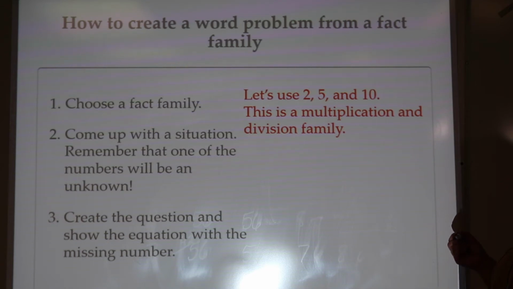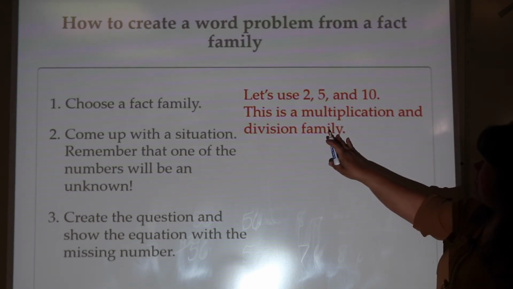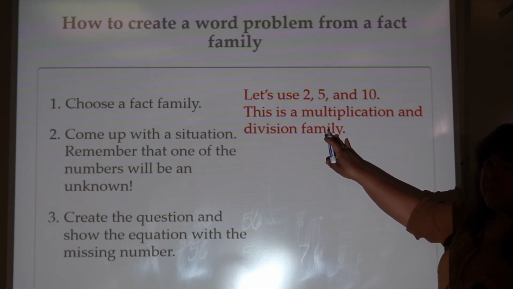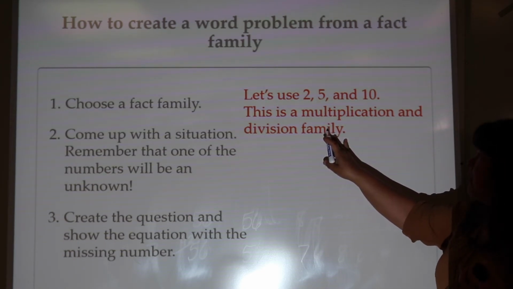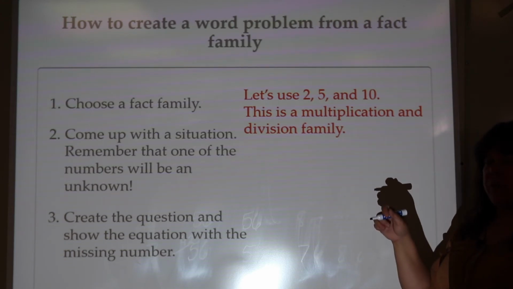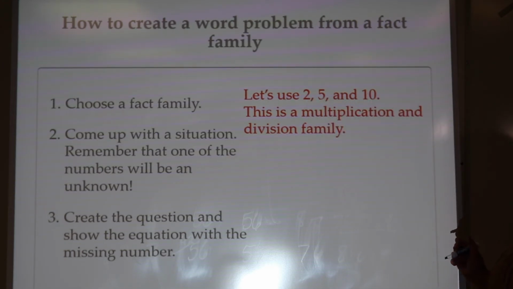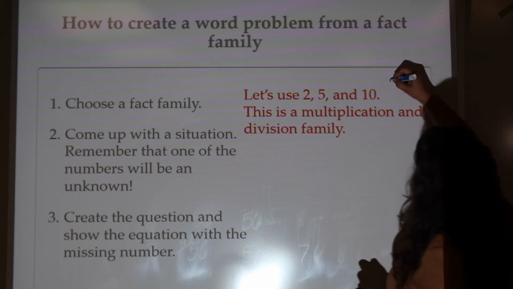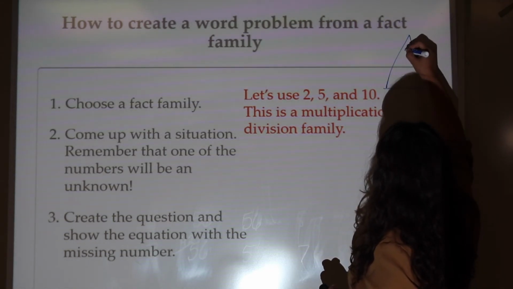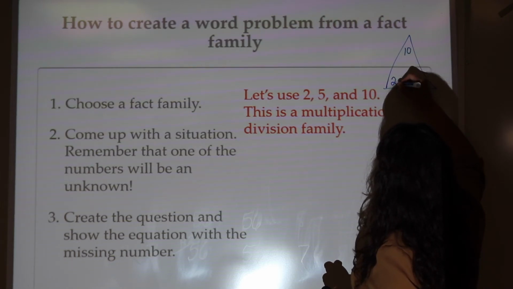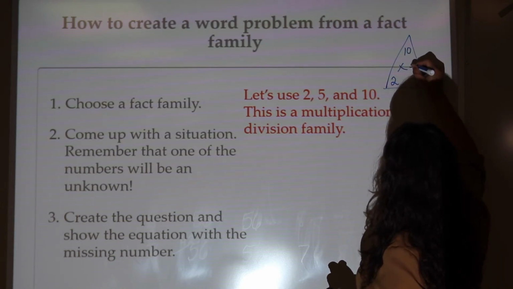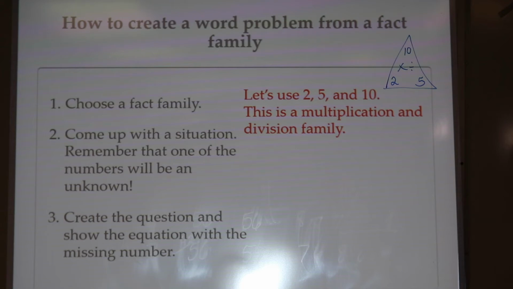Okay, so let's use 2, 5, and 10. This is a multiplication and division family. So we always want to use something that's going to be kind of easy, one that you know you're pretty good at. So we can go through our 5s and go through our 2s and figure out what this would become pretty quick. So I'm going to put them up here, just so we have it. We have 10 as our large number. I have a 2 and a 5. I could multiply or divide. Okay, so I come up with the situation.